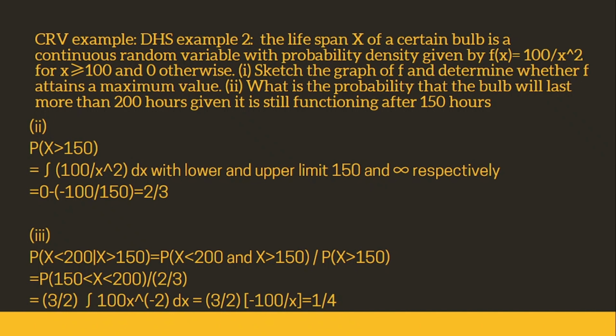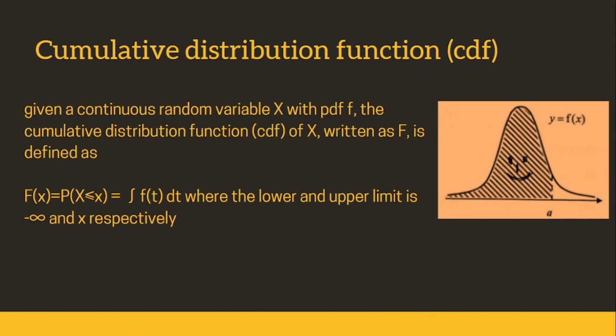And to find that specific probability in part 3, we're going to find the scenario where both less than 200 and greater than 150 happens, and divide it by the probability greater than 150. So if you do that, it is going to be the probability of 150 less than x less than 200 divided by 2 over 3, which if you integrate the x power minus 2, it will become power minus x, and then you insert the upper limit, lower limit, you eventually get a probability of 1 over 4.